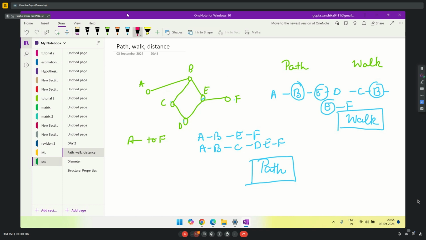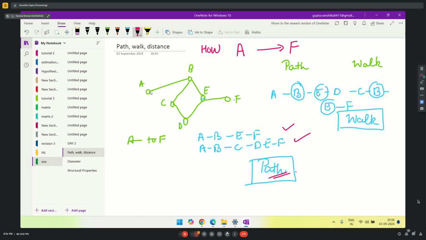Okay. Here you can see this graph. So I am asking you, how can we travel from A to F? So there are many possible combinations. One can be from A to B, B to E, E to F. Second can be from A to B, B to C, C to D, D to E, E to F. Okay? So in both these combinations, none of my nodes are repeating. Hence, we call it a path.